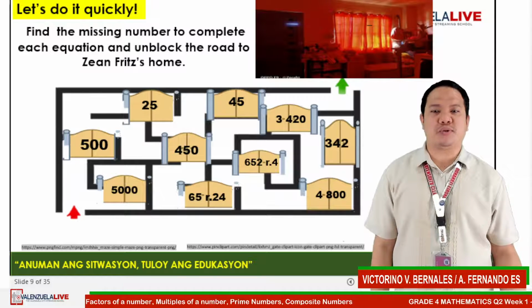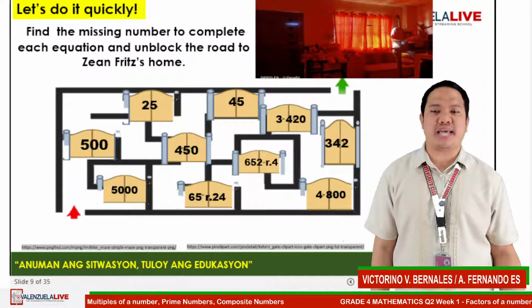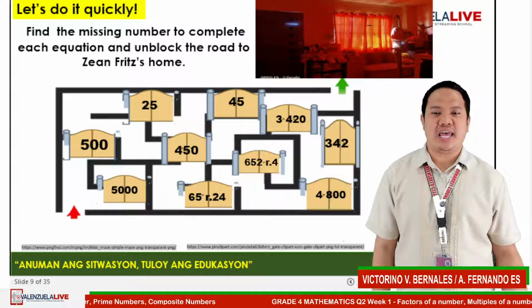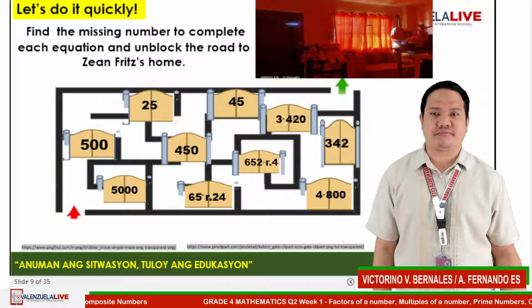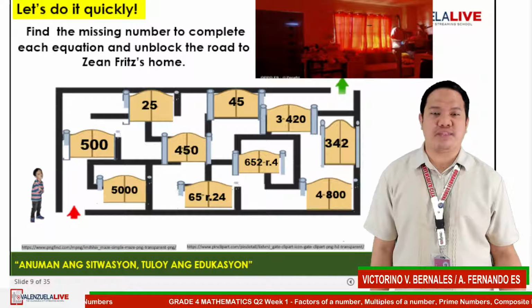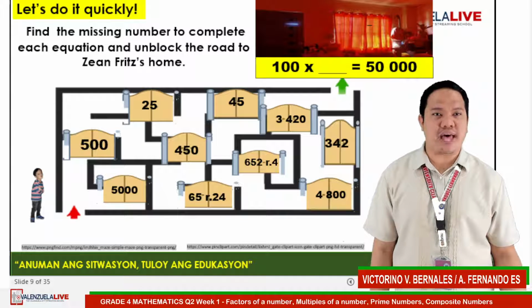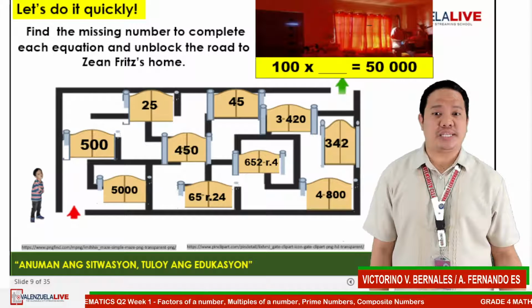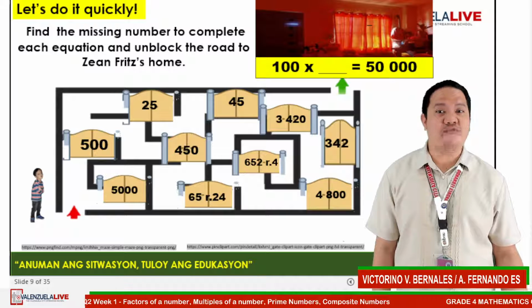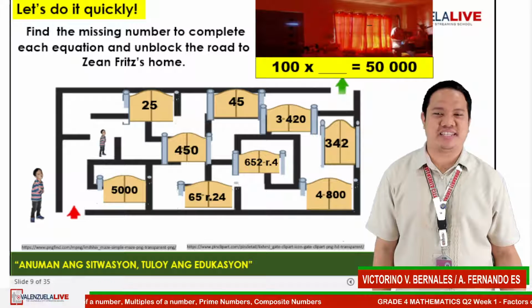Okay, so before we start with today's lesson, let us first help Jean Fritz find his way home by doing this activity. Identify the missing number in the given equation. Every time we choose the correct answer, the road will be unblocked. Let us start with the first one. 100 times blank is equal to 50,000. Is it 500 or 5,000? So the correct answer is 500.